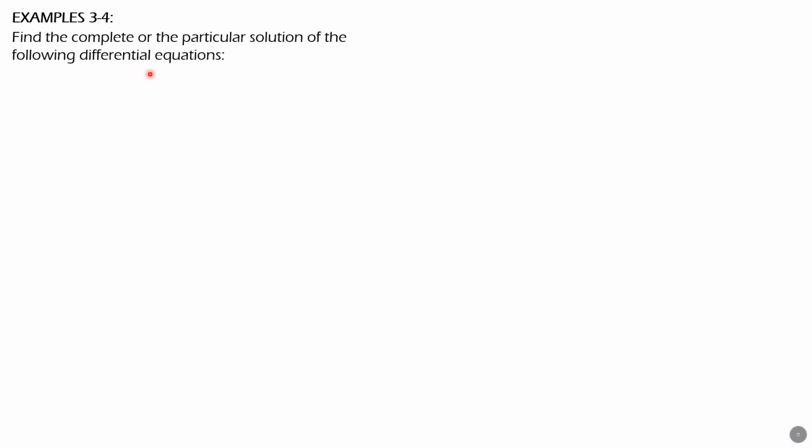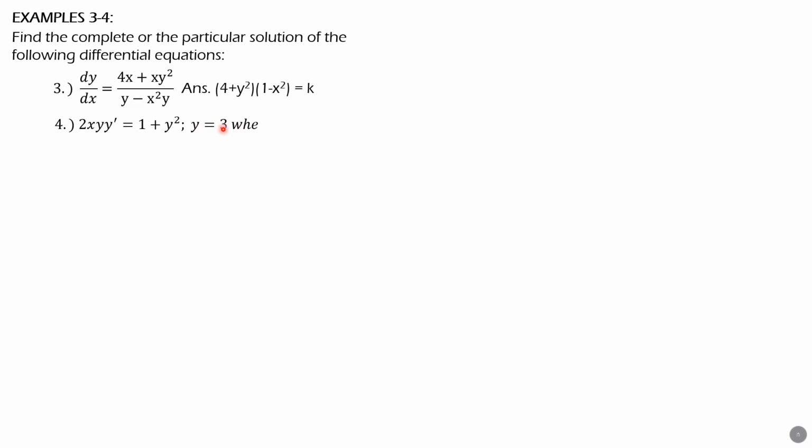So examples 3 and 4, find the complete or the particular solution of the following differential equations. Problem 3, dy/dx equals (4x plus xy squared) over (y minus x squared y). And problem 4, we have 2xy y prime equals 1 plus y squared. And we have here the boundary condition: y is 3 when x is 2.